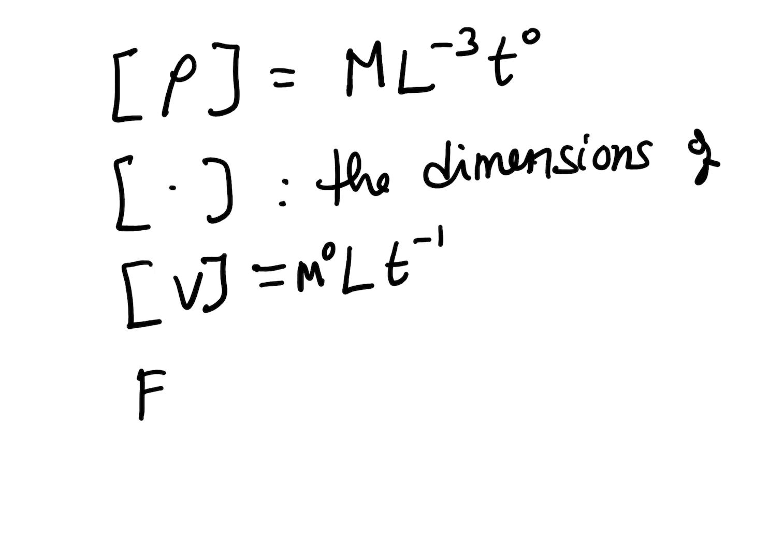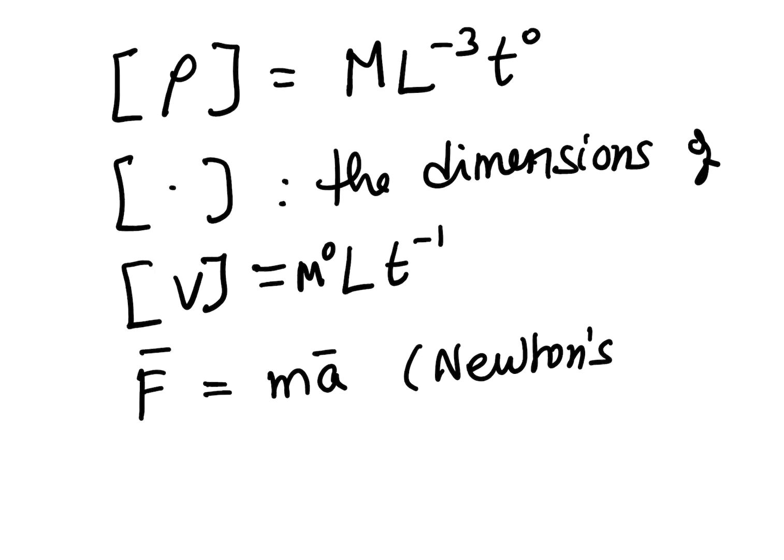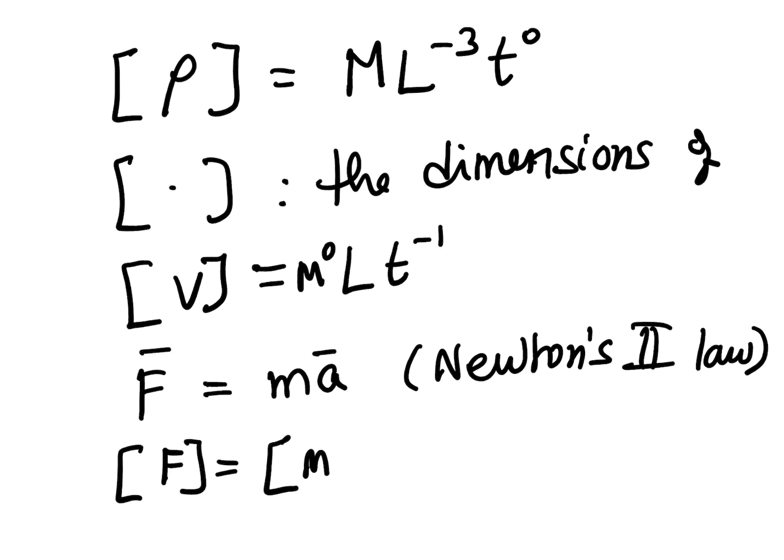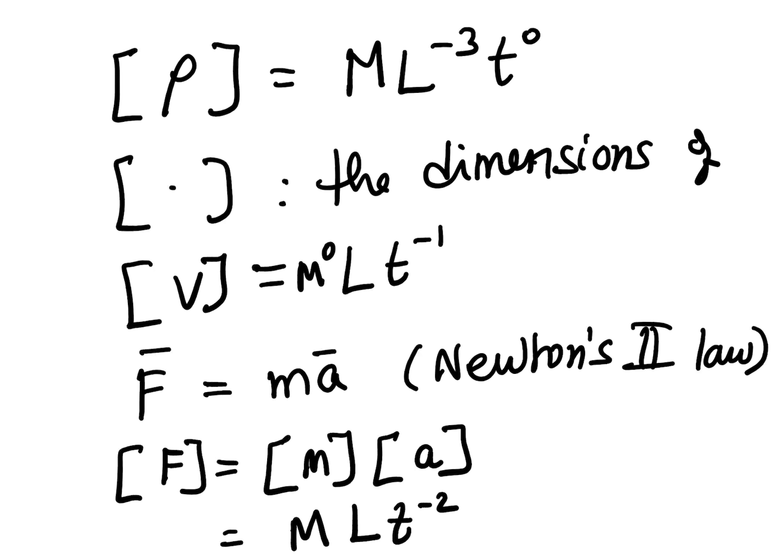Now let's think of what is force. Force is mass times acceleration, and this comes from Newton's second law. So if I want to know the dimension of force, that would be the dimension of mass times the dimension of acceleration. What's the dimension of mass? That would simply be m. The dimension of acceleration is length divided by time squared. So that would be the dimension of force.